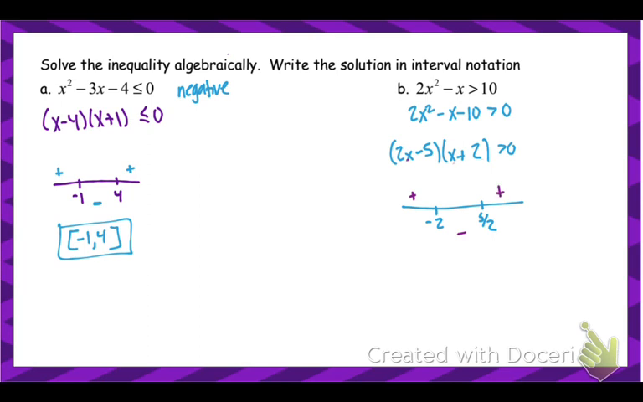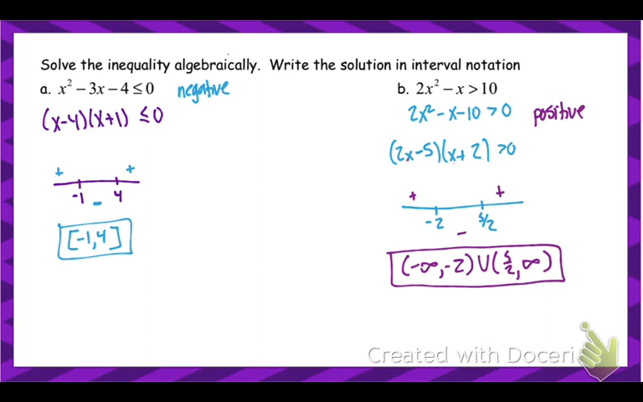Now let's answer the original question. It wants to know when this quadratic is greater than 0. So when that quadratic is positive. The positive regions here, from -infinity to -2, we need to use a parenthesis because it doesn't actually touch that point. And then it continues from 5/2 to infinity. And that's our region.